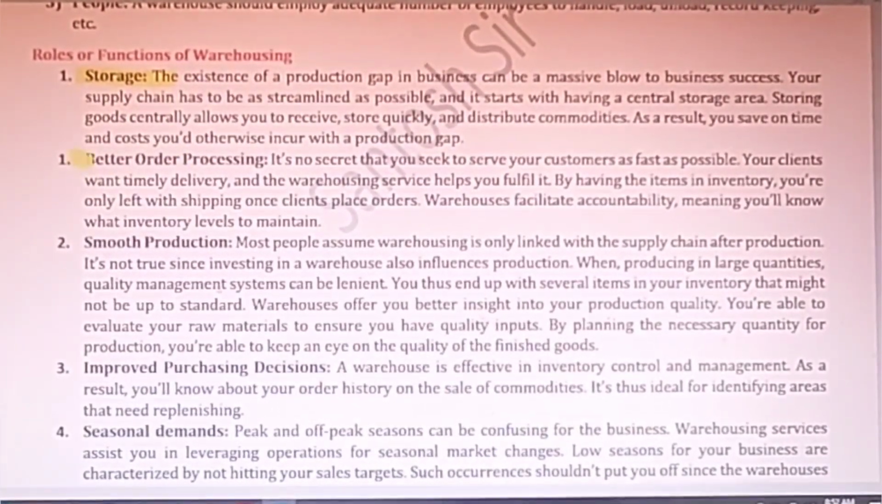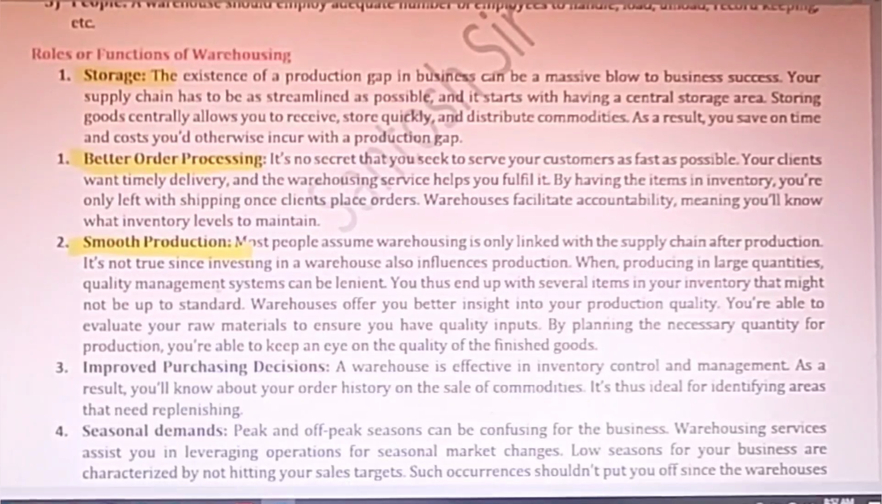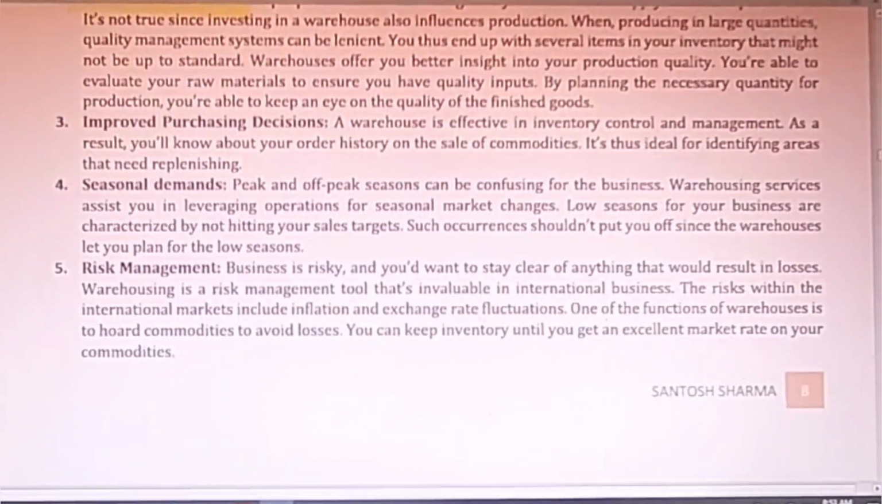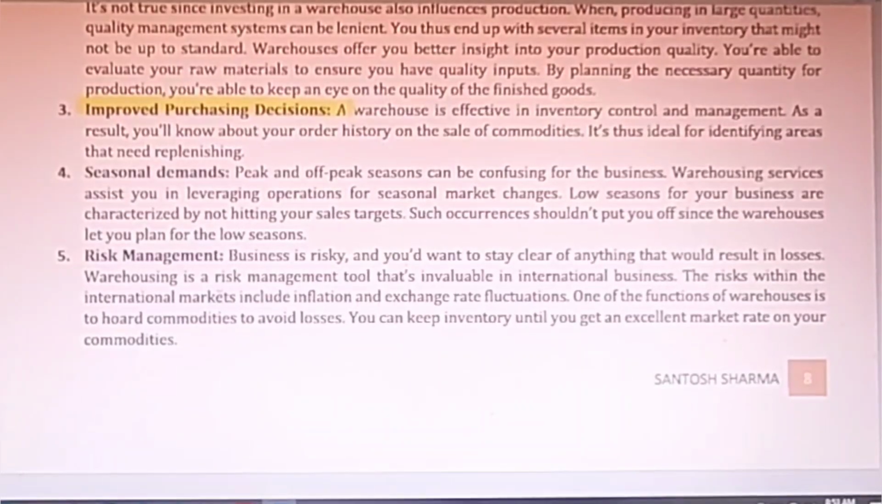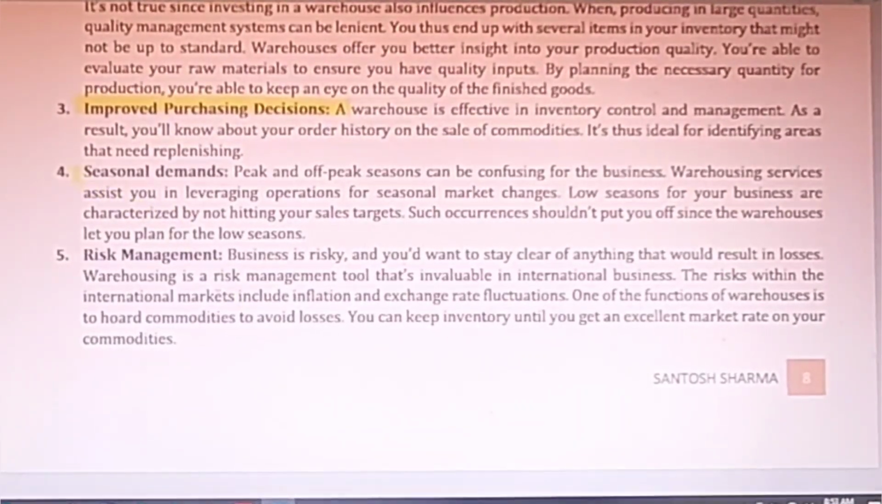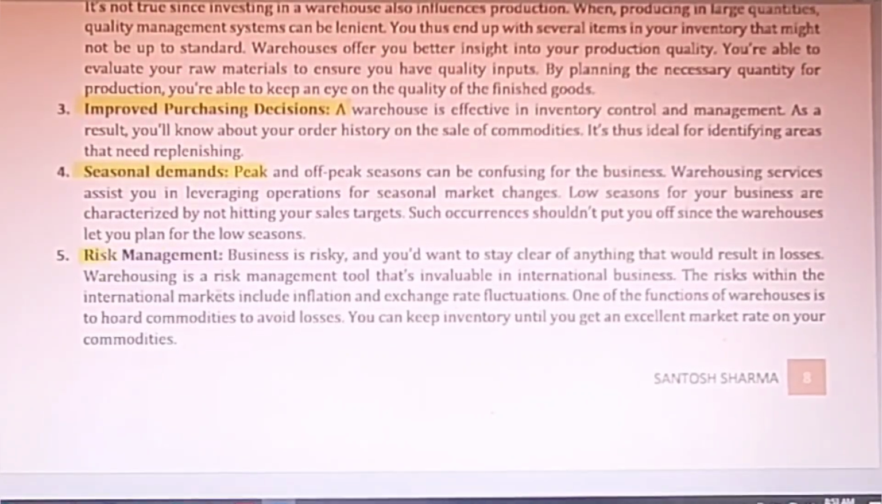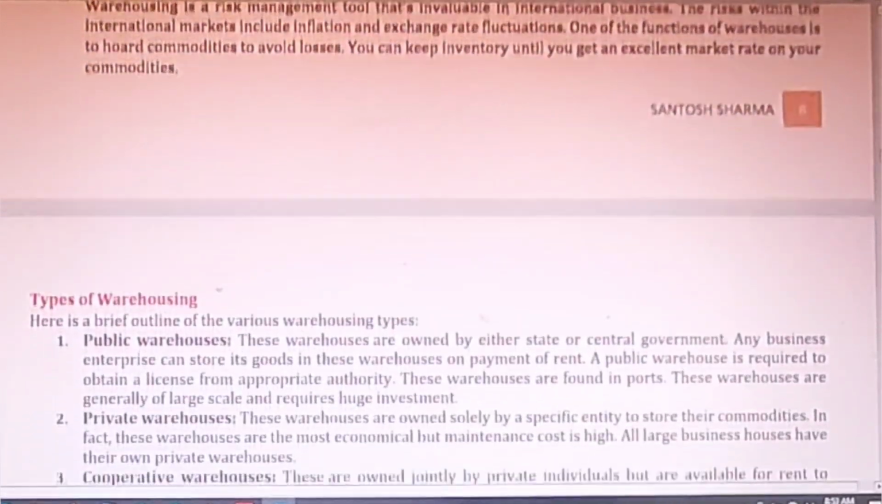These are the basic functions of warehousing: to store the goods systematically so that they do not get damaged, and better processing of orders, smooth production, that means the company can concentrate on production, and the warehousing department will look after the storing of goods. Then it can also improve purchase decisions because raw materials can be systematically stored in these warehouses. And to meet seasonal demands, like there are some goods like sweaters and jackets, which are demanded seasonally, the company can manufacture them 365 days, store them, and supply them when required. Then it also reduces the risk of damage.